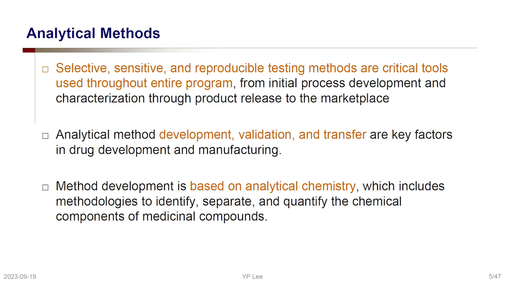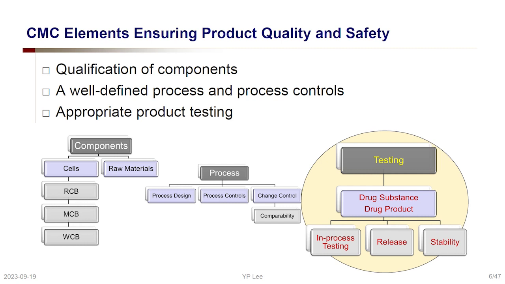And the science is really important for analytical method development. The CMC elements can be categorized into roughly three. The first one is the qualification of components. As for biopharmaceuticals, the cell is a really important component: cell banks, and components like raw materials to culture cells. These are the critical components for biopharmaceuticals.